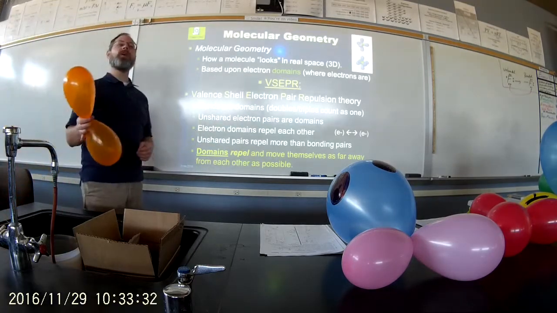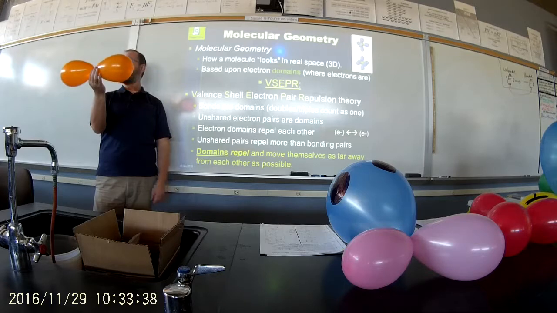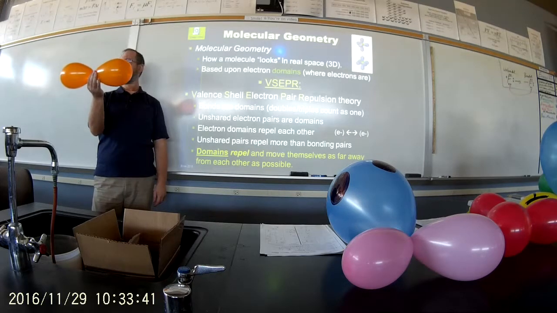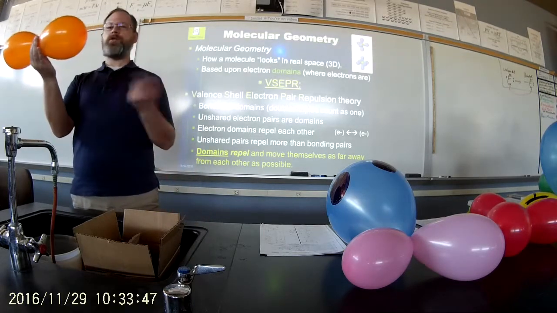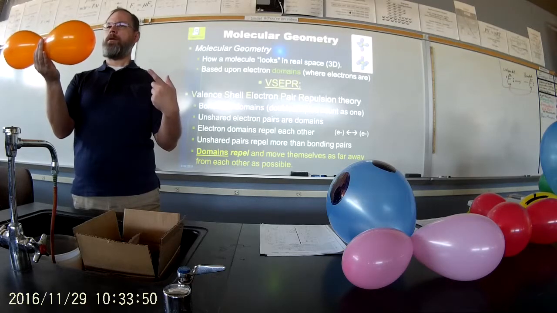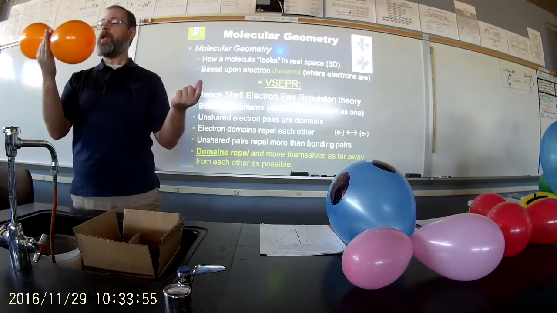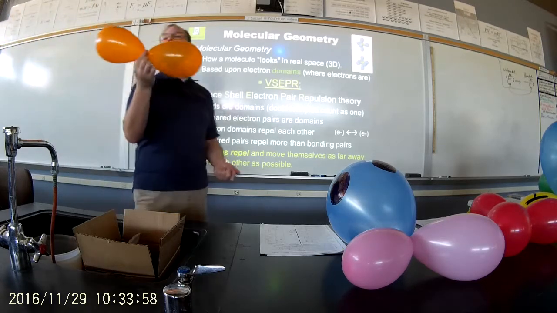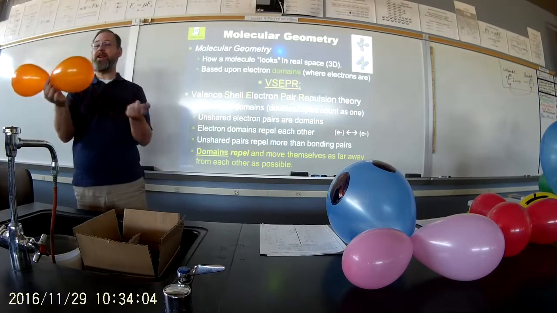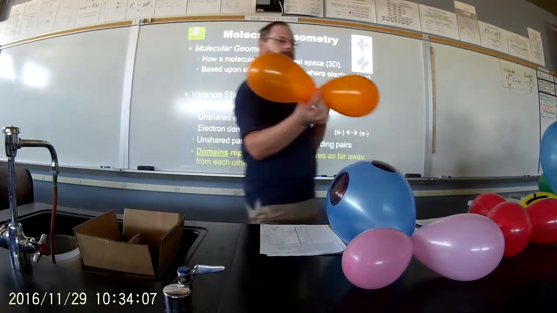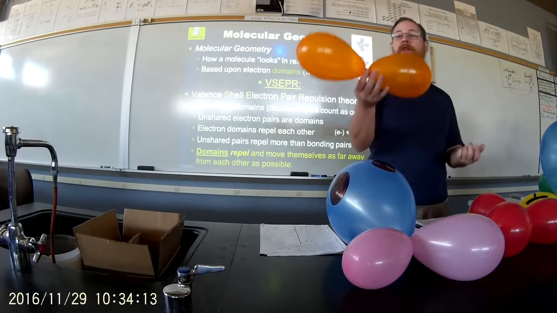So if you have 2 domains that repel each other, they make this shape. They would get as far away from each other as possible. What would you call this shape? A dumbbell? That's a good guess. What else? How are they arranged? Or vertically, but they're arranged in a line. So the geometry that is formed when you have 2 domains is called linear. It's just a line. So if you have 2 domains, they orient themselves as far away as possible. They make a linear geometry.